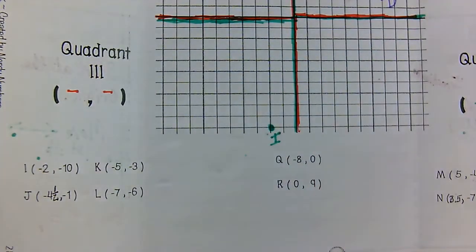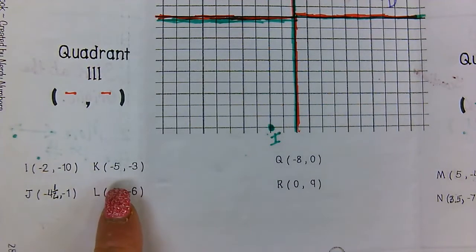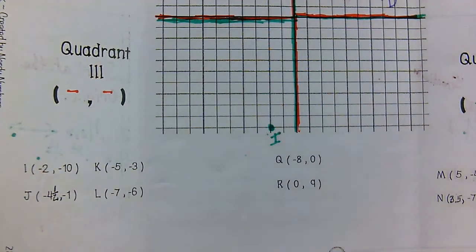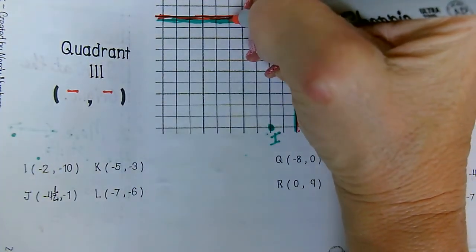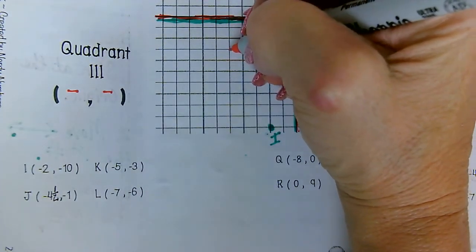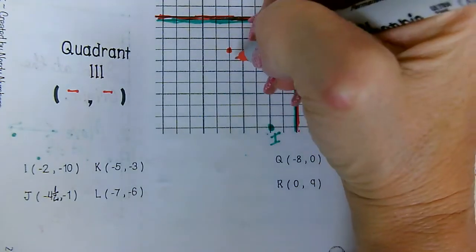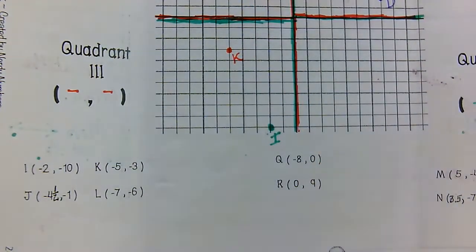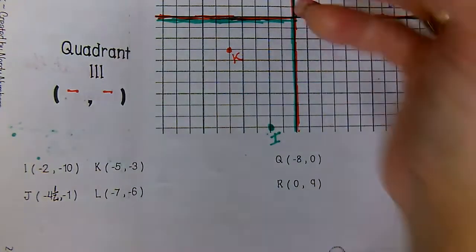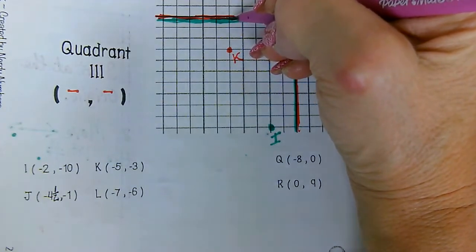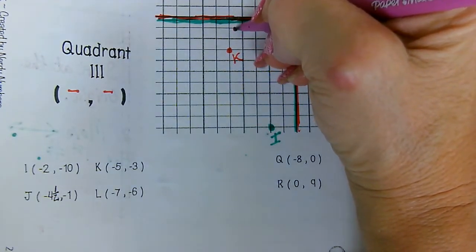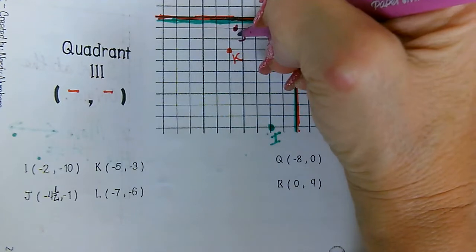Alright. Then let's go K, (-5, -3). To the left 5, down 3. 1, 2, 3, 4, 5, and down 1, 2, and 3. And that is K. J is (-4.5, 1). So to the left 4.5, 1, 2, 3, 4, half more, down 1. So that one is J.